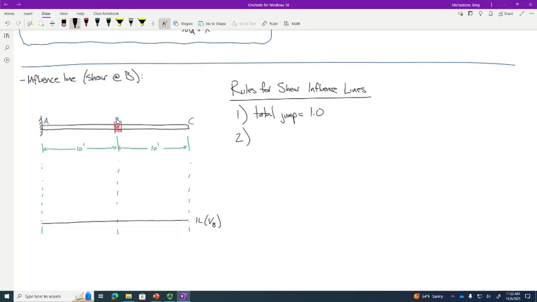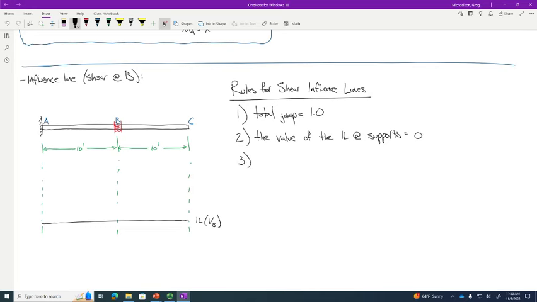Ignoring the Mueller-Breslau principle, what is the value of the influence line at these supports for internal shear? Zero. Because if you place a load directly at a support, the beam doesn't see anything, right? The load goes all to the support. So the value of the influence line at the supports has to equal zero.